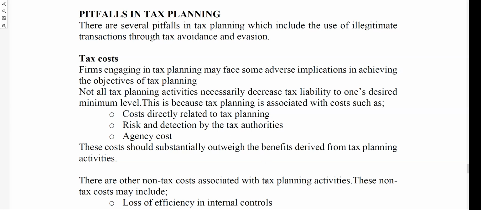Yeah, a pitfall is like a limitation or a loophole, as you said. These are limitations or shortfalls or disadvantages of some sort. So we are saying that there are several disadvantages in tax planning: pitfalls, shortfalls, loopholes. They are all talking about the same thing. And this may include where people use illegitimate transactions through tax avoidance and tax evasion. But what I want to ask you is, what is the difference between the illegitimacy of a transaction and the illegality of that transaction? A transaction may be illegitimate, but not illegal.